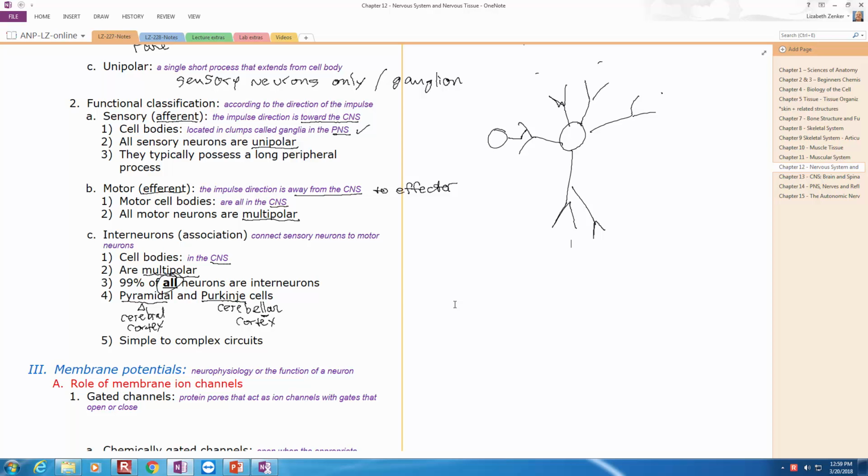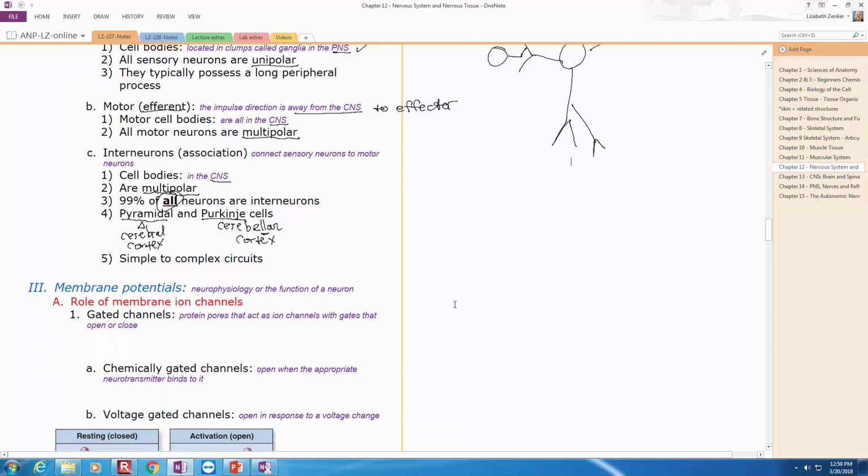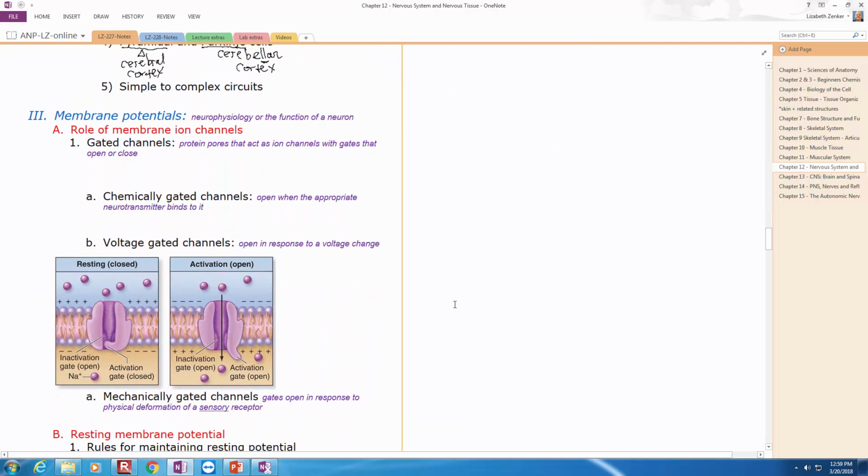So now we're going to talk about membrane potential, which is not that much different than what we were learning about muscle physiology. So a lot of what you learned before, you can apply those same concepts now, and then we're building on that even more. And some of the topics we'll do today we'll briefly talk about, and then we'll come back to it. So membrane potential says neurophysiology or the function of a neuron. So this is the role of the membrane or ion channels.